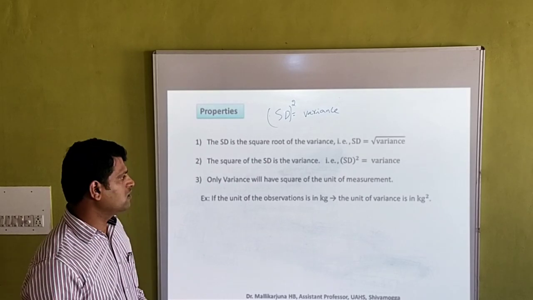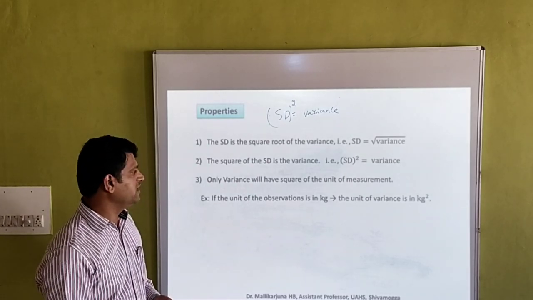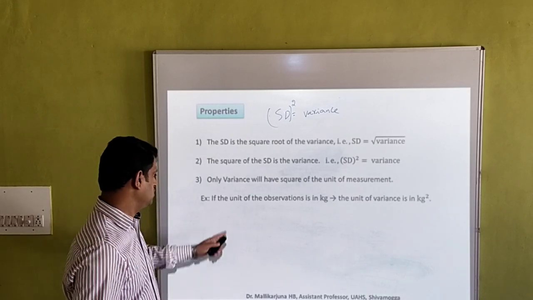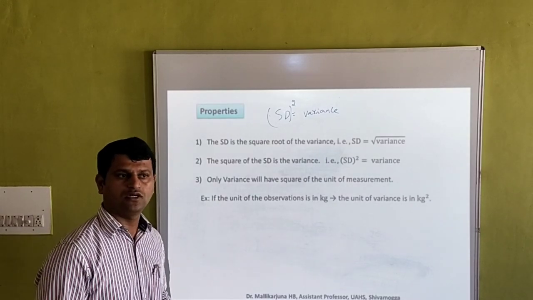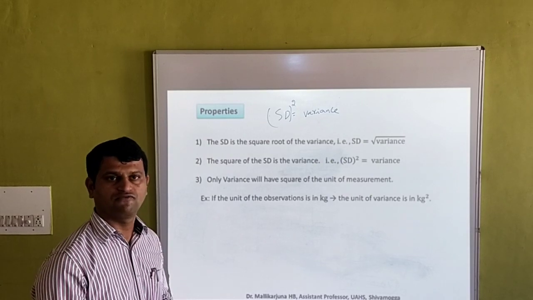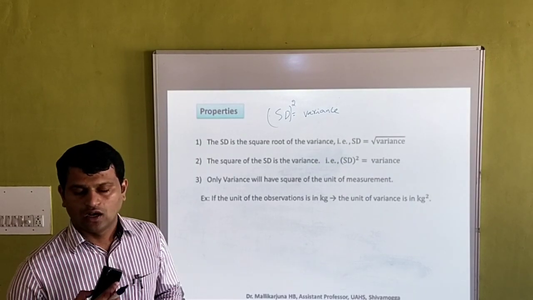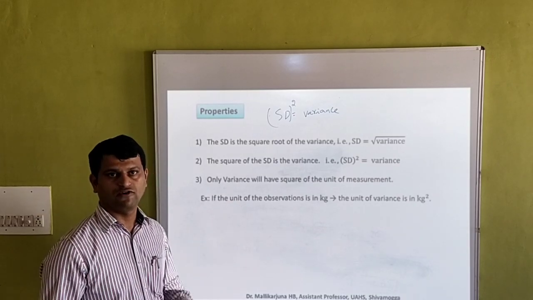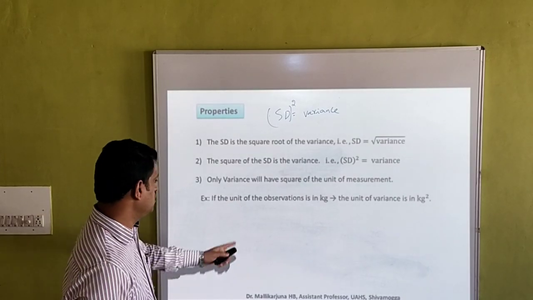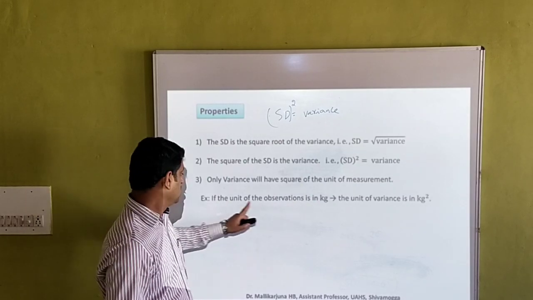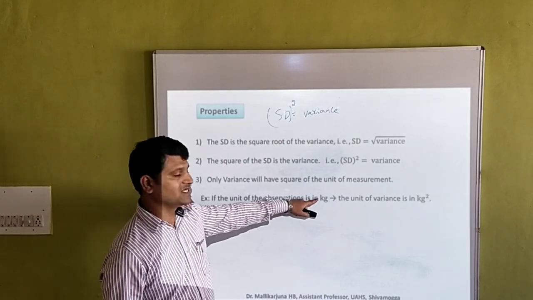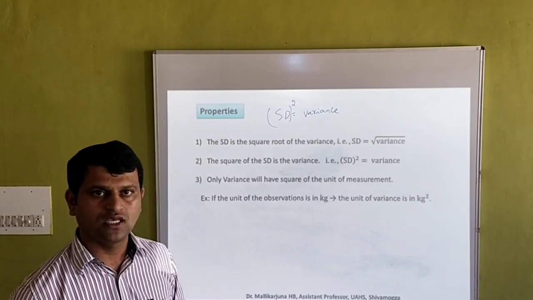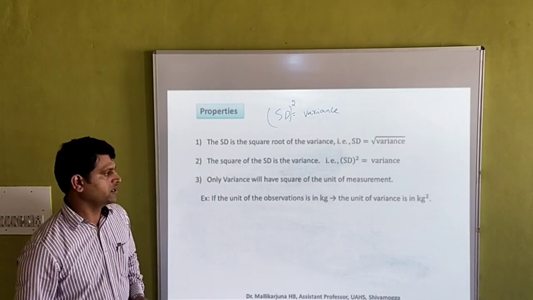Only variance has the third property. Only variance will have the square of the unit of measurement. Of course, in all the measures, if I use centimeter, the unit is centimeter for range, quarter deviation, mean deviation, and standard deviation. But for the variance, it will be squared. If the unit of the observation is kg, the unit of variance is kg square. Same if I use cm, then centimeter square.